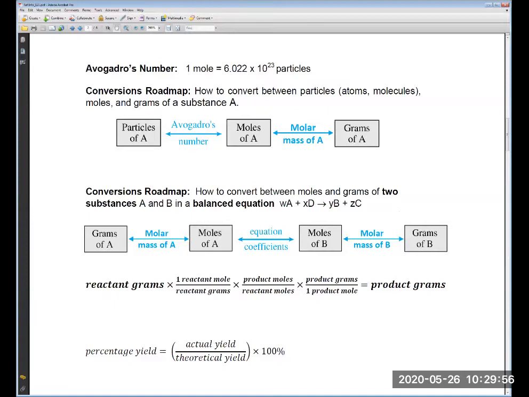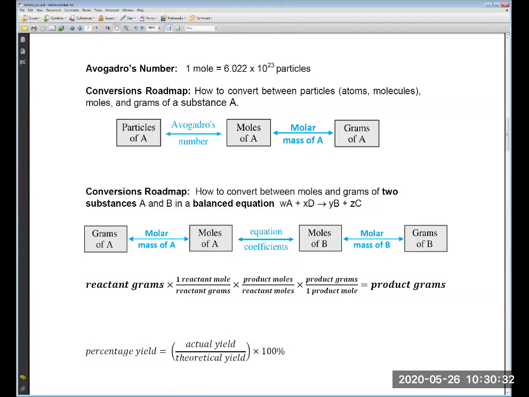So 1 mole is 6.022 times 10 to the 23rd particles. And so whenever you need to calculate a number of molecules, atoms, or formula units, then you will change particles with the corresponding particle you have. And you can use that as a conversion factor. And so there are two types of roadmap, depending on if you're dealing with just one substance. And that's going to be using the first roadmap here.